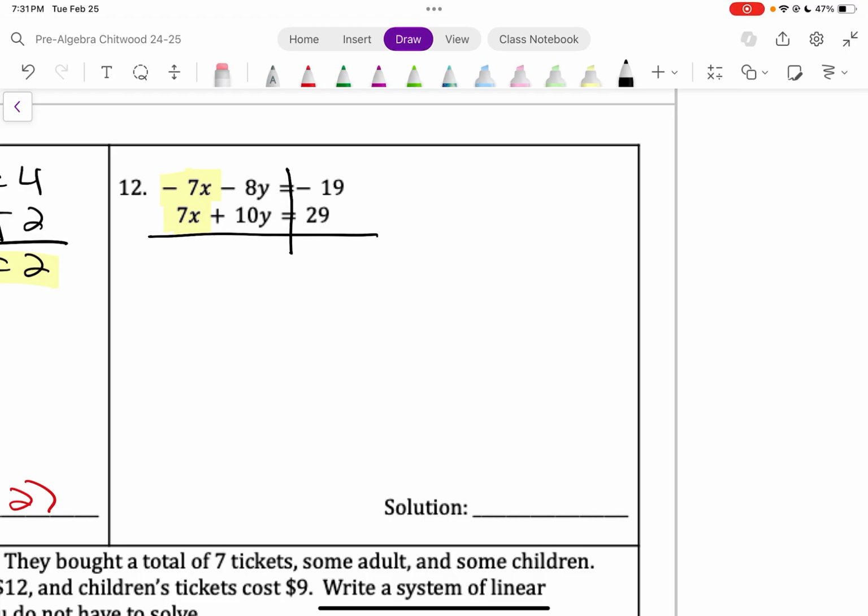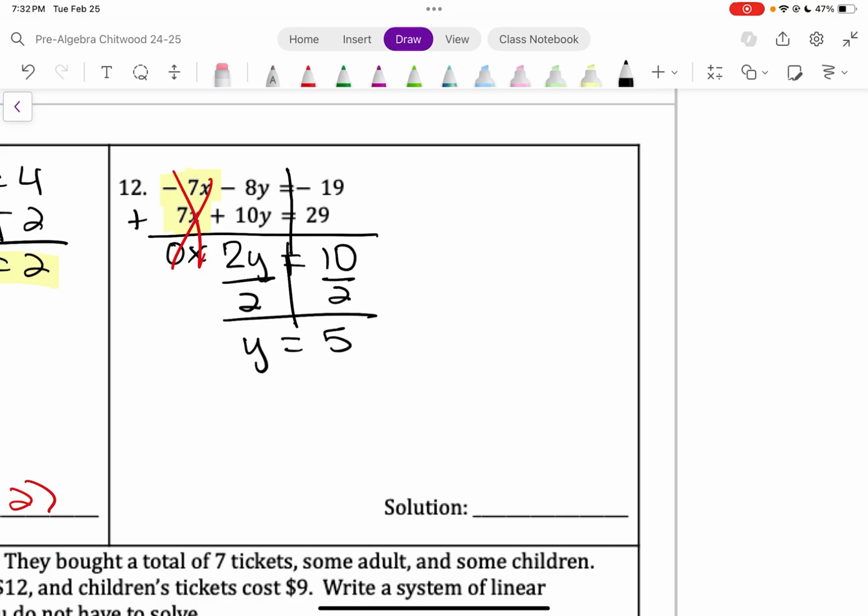Negative 7x plus 7x will give me 0x. That cancels out. Negative 8y plus 10y will give me 2y. Then negative 19 plus 29 will give me 10. Now I can divide by the coefficient, which is 2, to solve for y, and I get y equals 5.